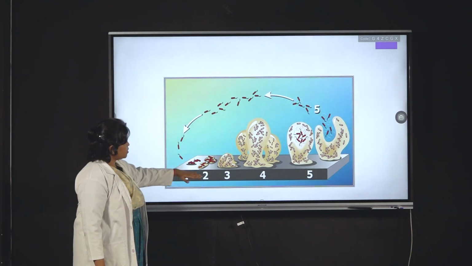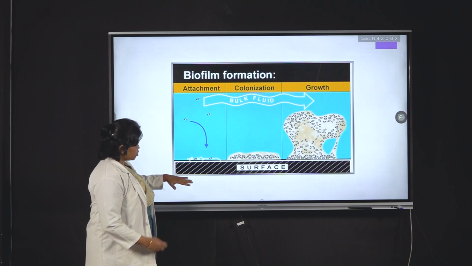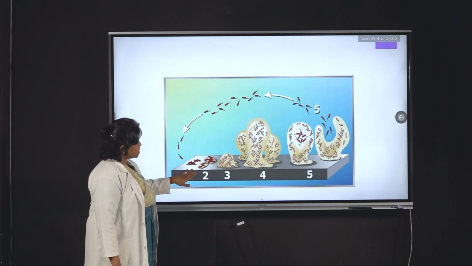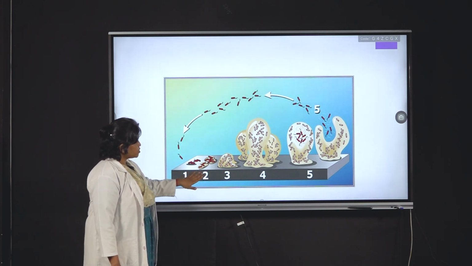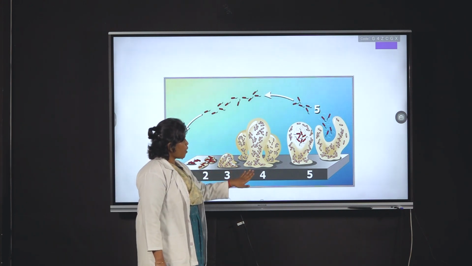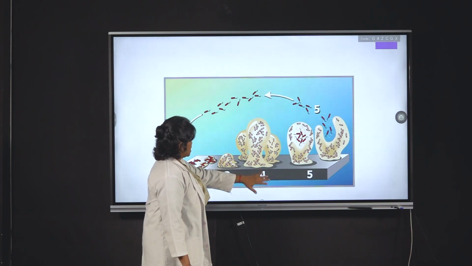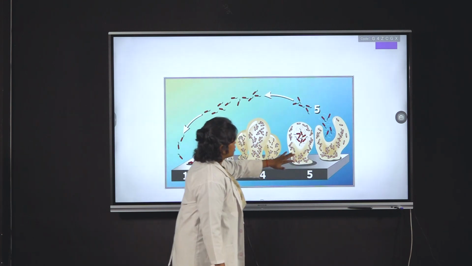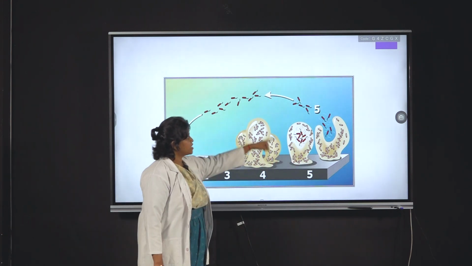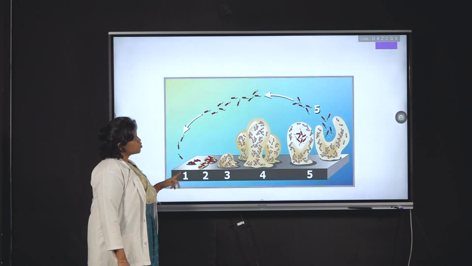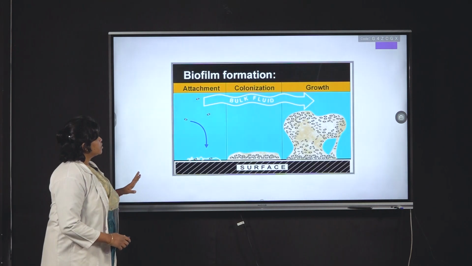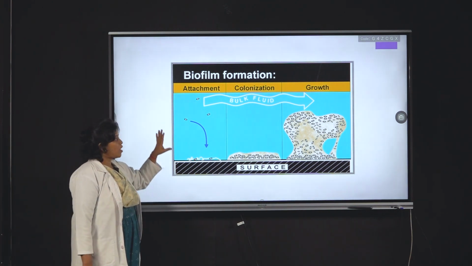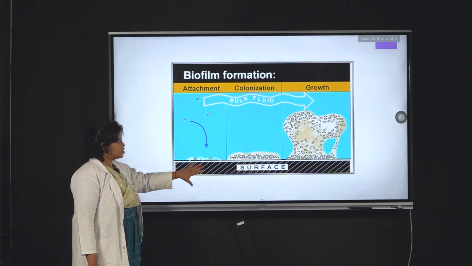First is the conditioning of the substrate. Once the conditioning is done, the bacteria will come and settle down, slowly colonize, and start forming microcolonies. Once it is established, all these bacteria will again try to detach. Some of the bacteria will get detached and again start the same process of biofilm formation. So this is how the biofilm is formed. We can see the attachment, colonization and growth, and the most important factor for this to happen is the conditioning surface.